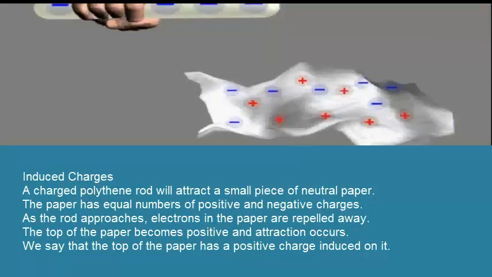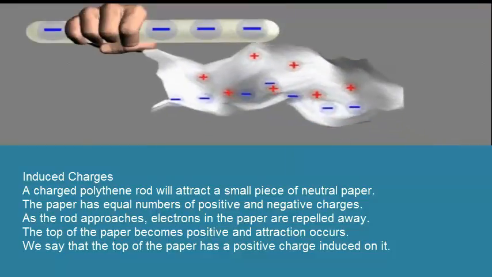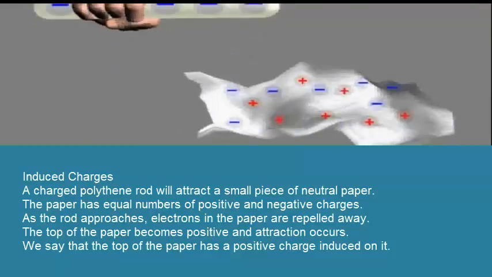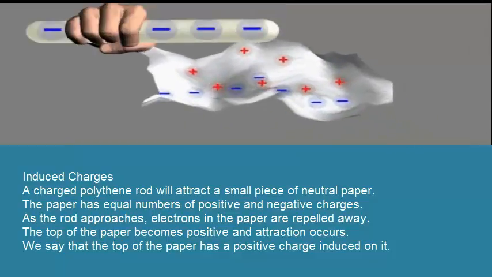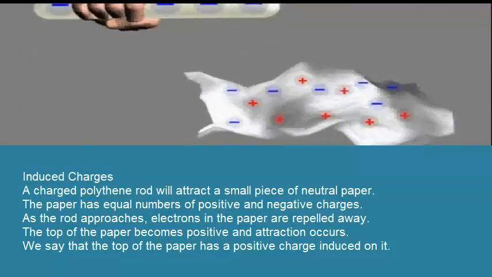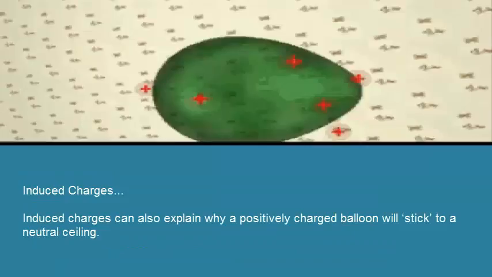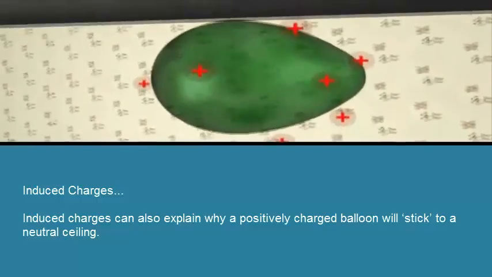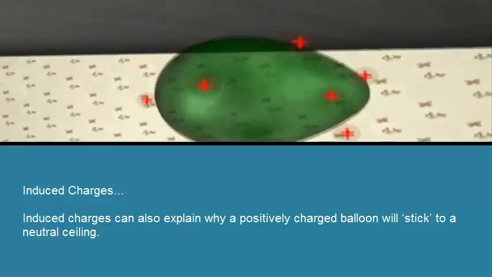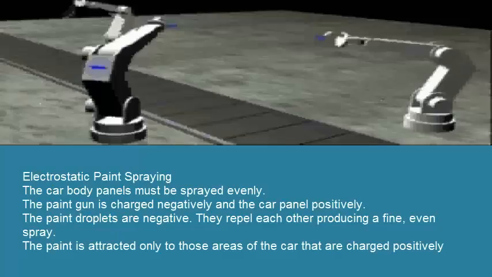Induced charges. A charged polythene rod will attract a small piece of neutral paper. The paper has equal numbers of positive and negative charges. As the rod approaches, electrons in the paper are repelled away. The top of the paper becomes positive and attraction occurs. We say that the top of the paper has a positive charge induced on it. Induced charges can also explain why a positively charged balloon will stick to a neutral ceiling.